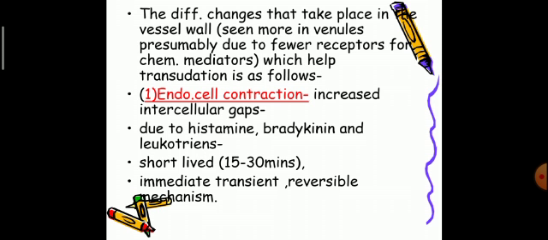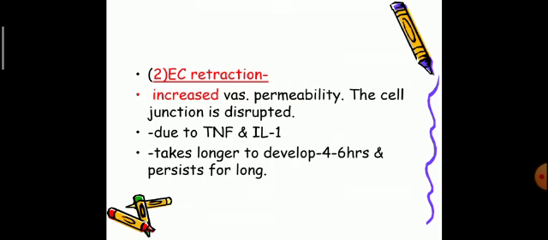It is an immediate, transient and reversible mechanism. Now endothelial cell retraction, increased vascular permeability, due to which the cell junction is disrupted, mainly occurs due to tumor necrosis factor and interleukin-1. It takes longer to develop, that is 4 to 6 hours, and persists for a long time.